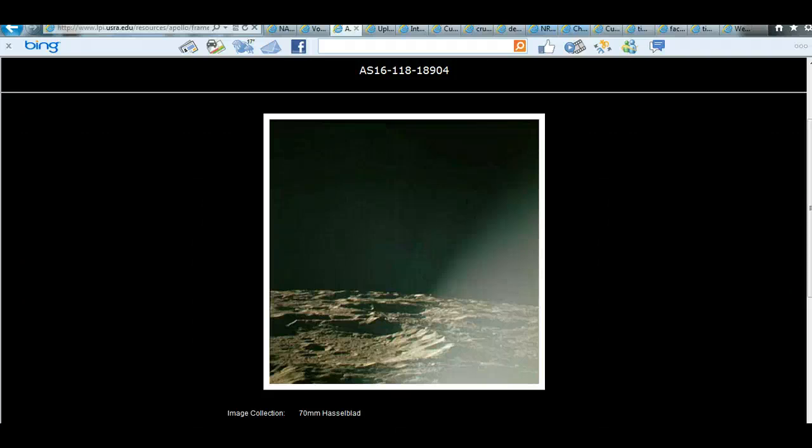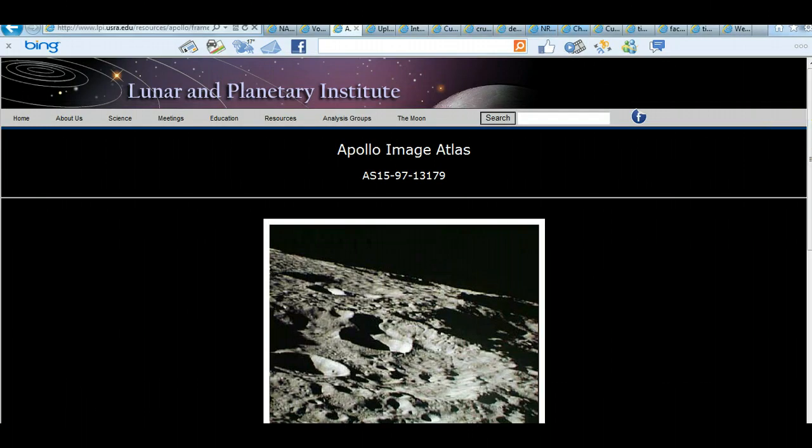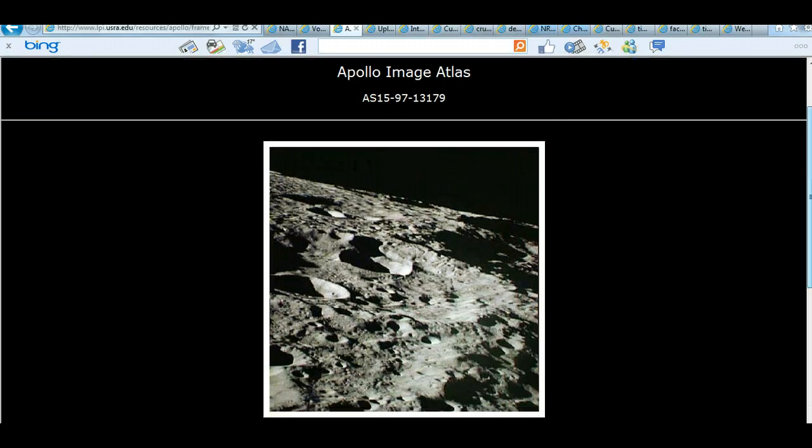We'll now start to analyse pictures in this Apollo 16 118-18904. This is again one of these arachnoid formations, but the picture's not that clear. We'll analyse this Apollo 15 picture, 97-13179, so just have a quick browse.